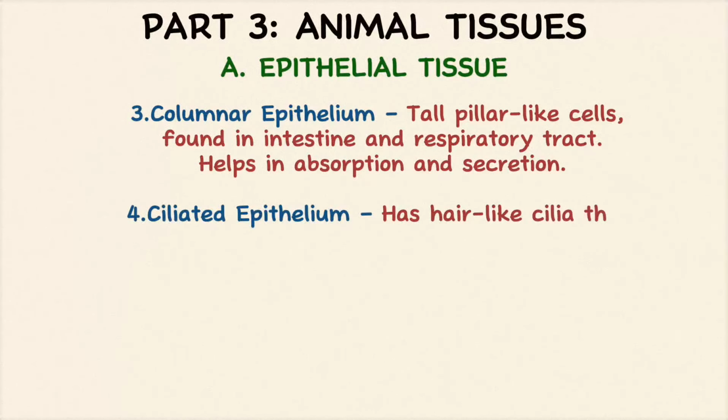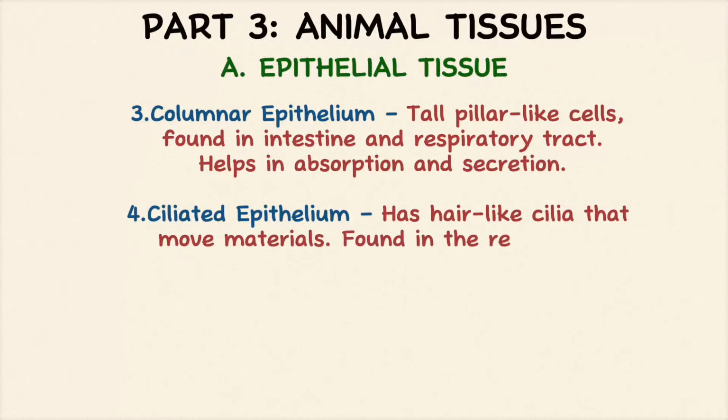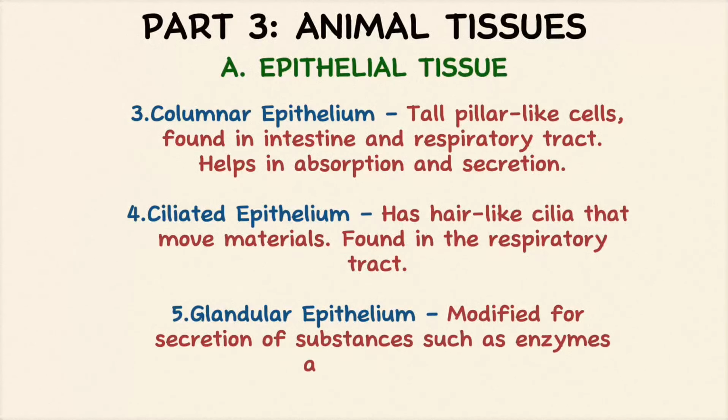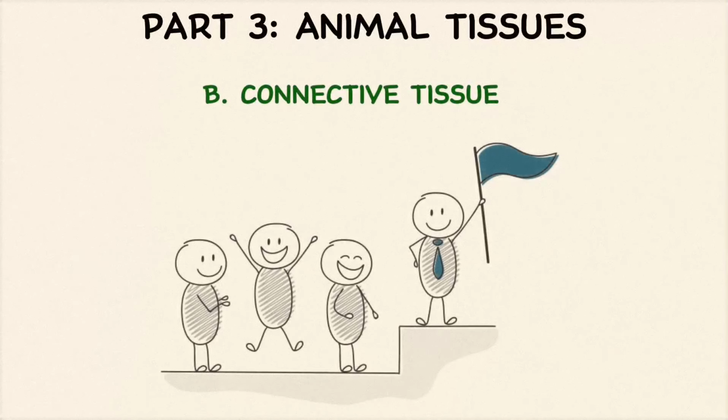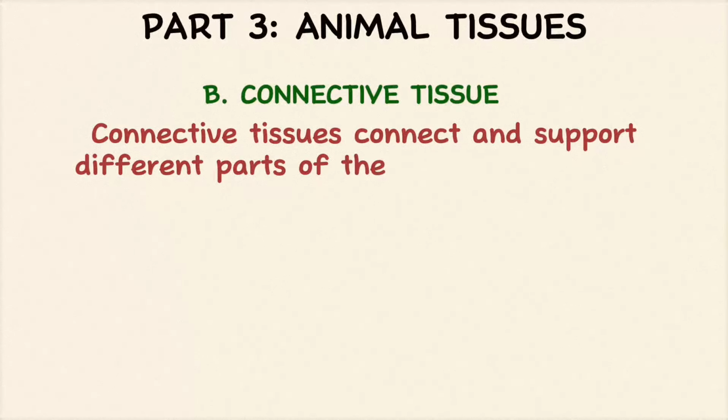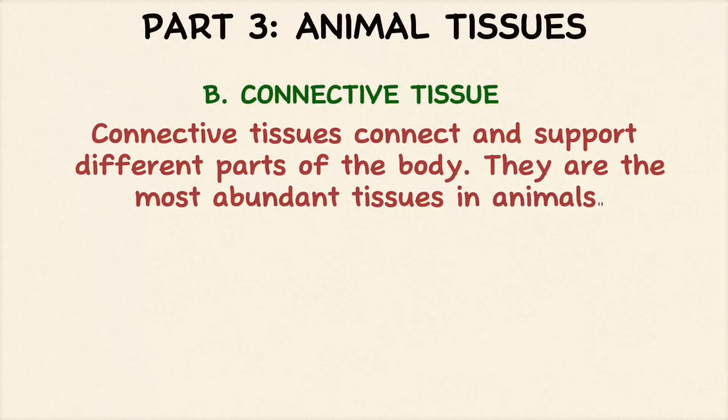Ciliated epithelium. Has hair-like cilia that move materials. Found in the respiratory tract. Glandular epithelium. Modified for secretion of substances such as enzymes and hormones. B. Connective tissue. Connective tissues connect and support different parts of the body. They are the most abundant tissues in animals.